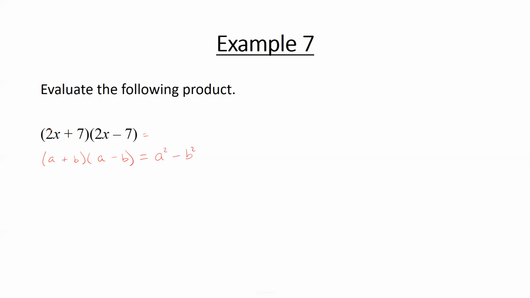So you know the answer is the first term squared. Well, 2x times 2x is 4x squared, minus b squared, minus the second term squared. Well, 7 times 7 is 49. And there's our answer, 4x squared minus 49.